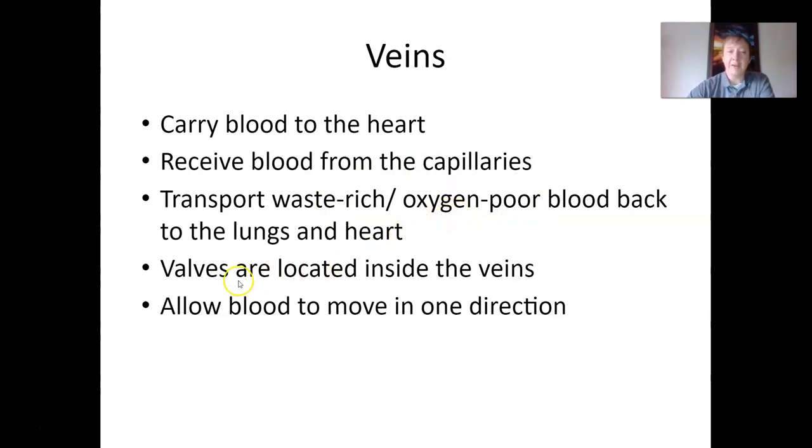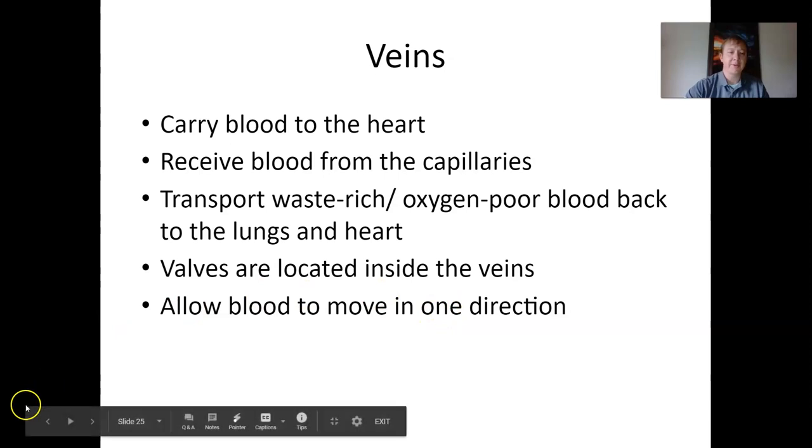Remember, we do have valves located inside the veins, just like we see inside the heart. We'll look a little bit more at how that works on the next page. But again, the key thing is those valves allow blood to move in just one direction. And so let me pause real quick here.